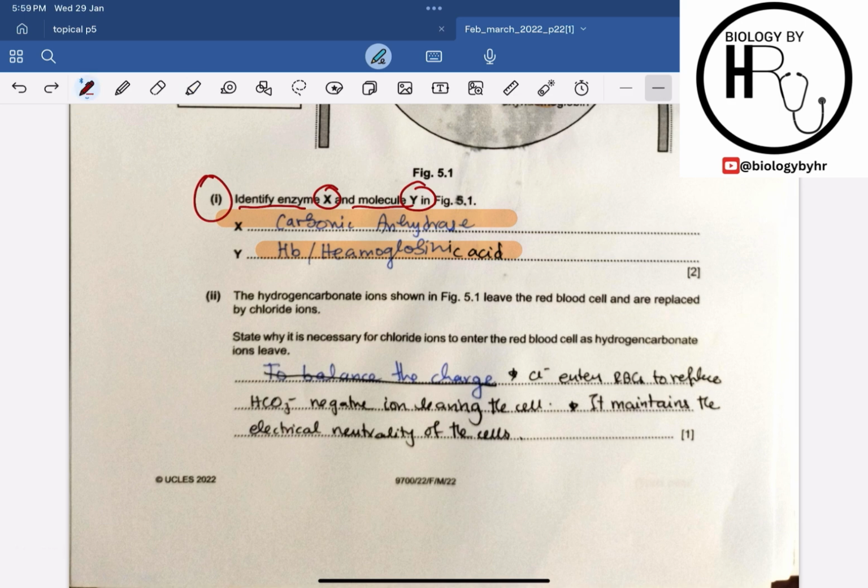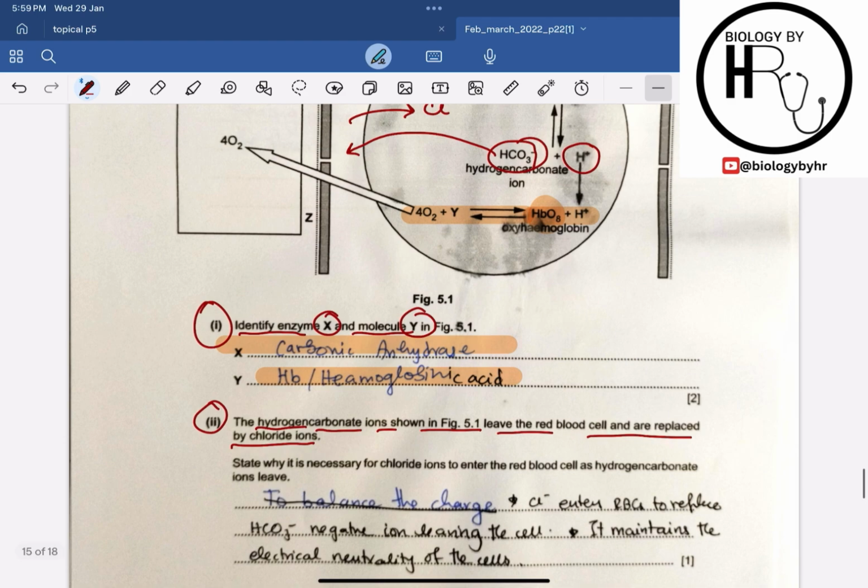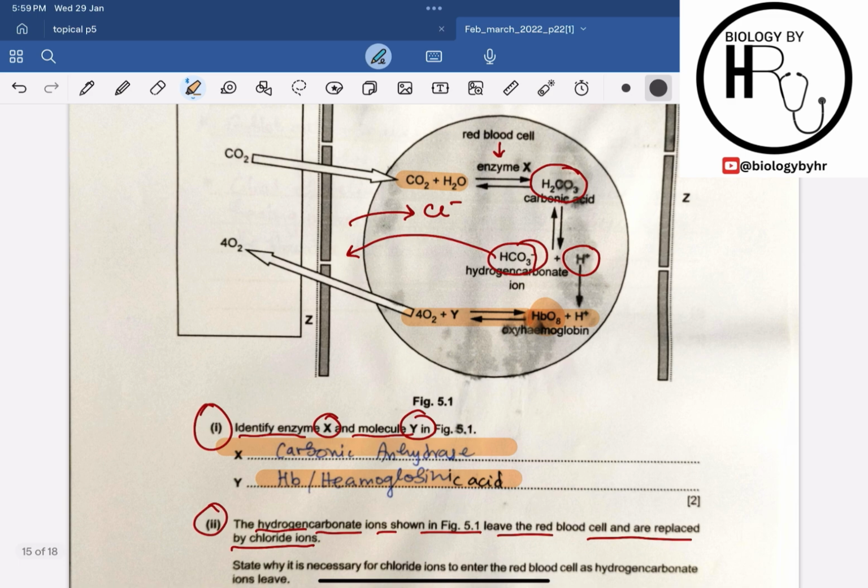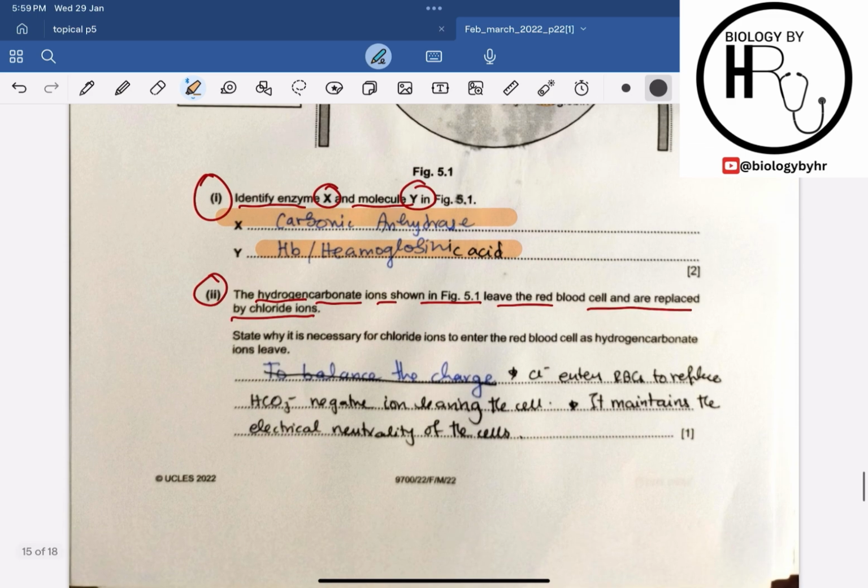Now let's have a look at part 2 over here. Part 2 says that the hydrogen carbonate ions shown in figure 5.1 leave the red blood cells and are replaced by the chloride ions. As I told you earlier, hydrogen carbonate ions leave and the chloride ions enter. Now they are asking why it is necessary for the chloride ions to enter the red blood cells as the hydrogen carbonate ions leave.